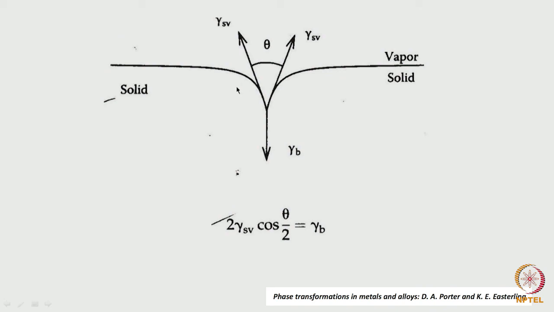This is essentially the balance of equations which we have written for boundaries 1, 2 and 3, and then we can find out that the grain boundary energy depends upon twice gamma SV into cos theta by 2. This way we can find out the energy of the various types of boundaries. These are all experimental determinations of grain boundary energy.